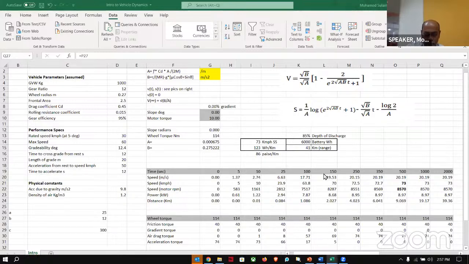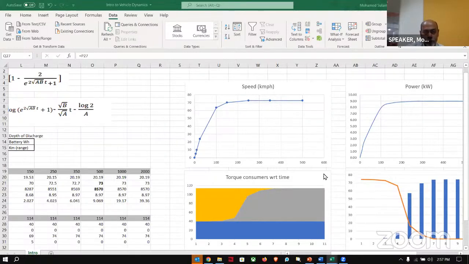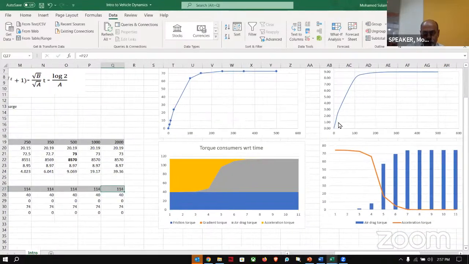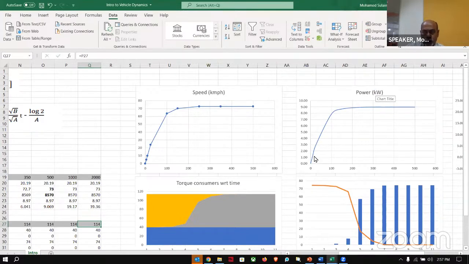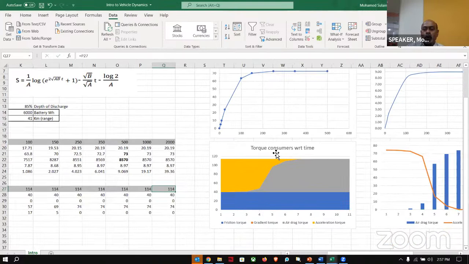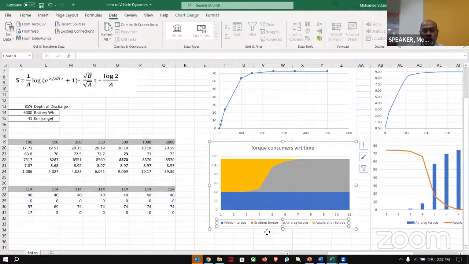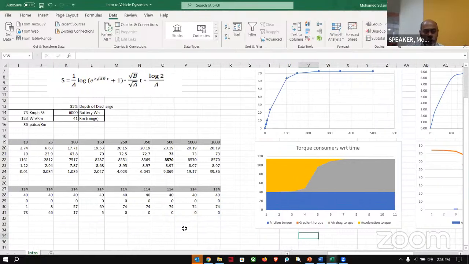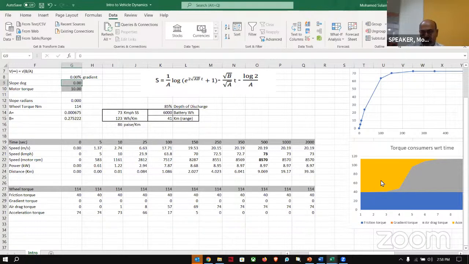And if these numbers are difficult to understand, they are given here to you in the form of graph. How does the speed change with respect to time in seconds? This is plotted here. And if you scroll further to the right, you have the power changing with respect to time. And at different instances, Suleiman was telling you about the different ways in which torque is consumed. So the share of the different consumers of torque is given in this graph. The blue band is the extent of friction torque. The red is the color coding for the gradient torque. Since we are not going on any gradient, you can see here that the angle is zero. So you don't see any red color over here.